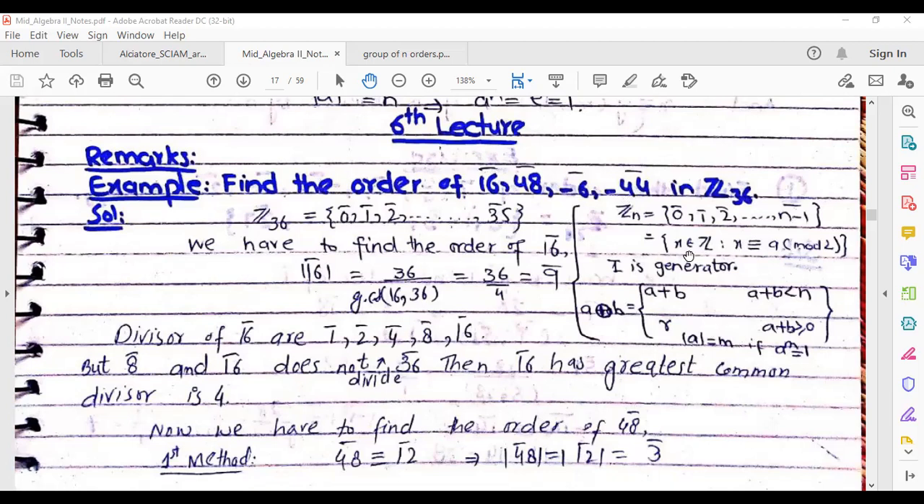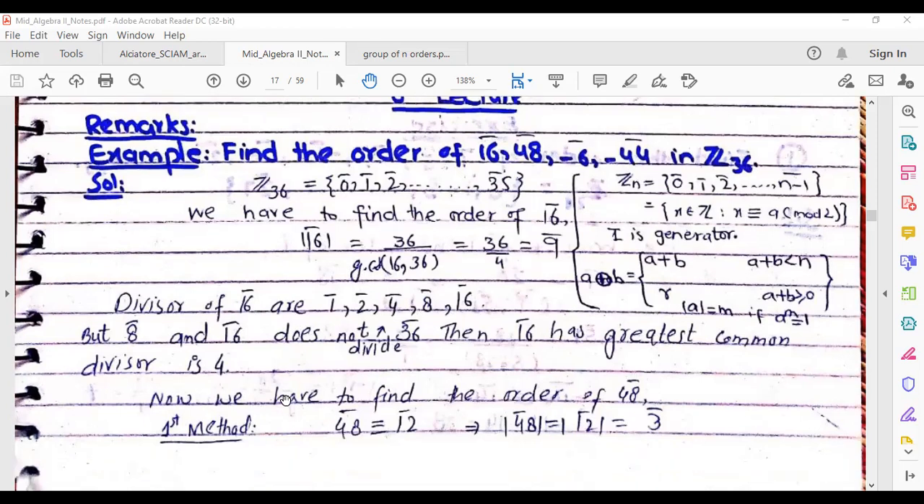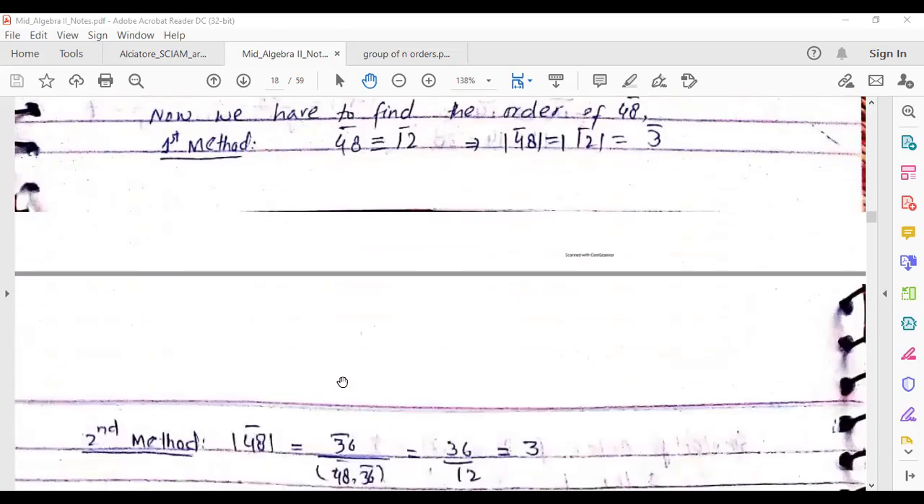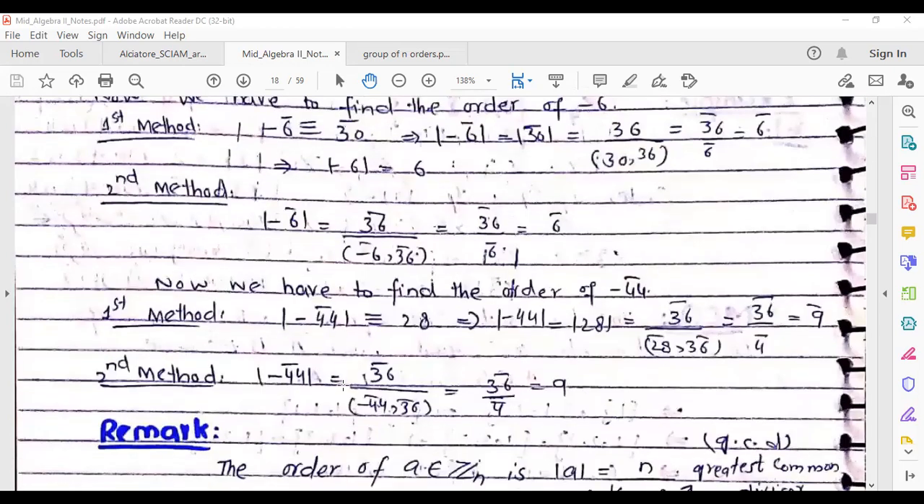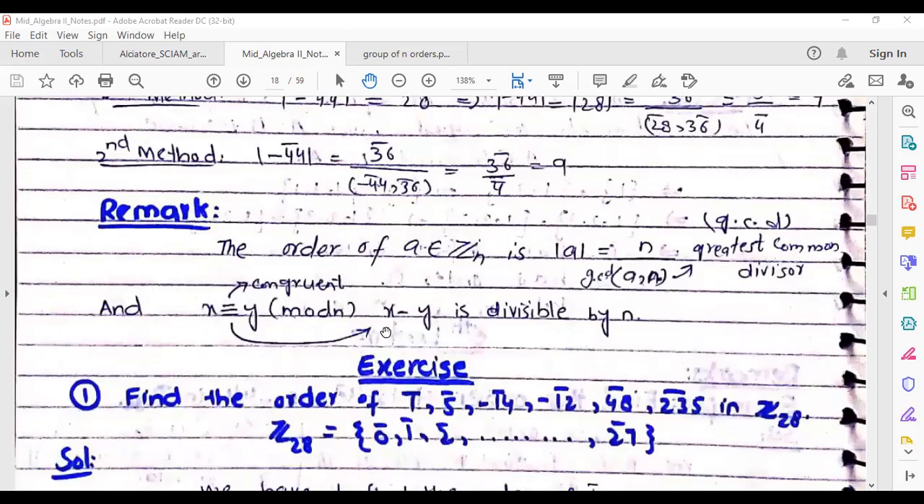This is the definition of modulus, and we have to find the order of 16, and the divisors of 16 are 1, 2, 4, 8, 16. So 8 and 16 do not divide 36, then 16 has greatest common divisor 4. So this is the order of this. This is a very easy method to find the order of a cyclic group.